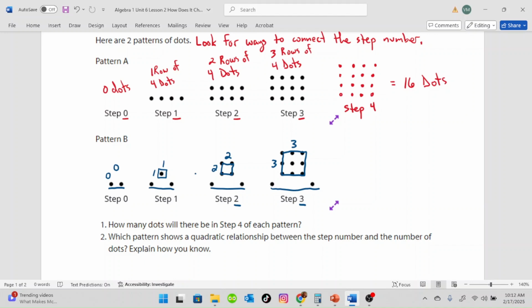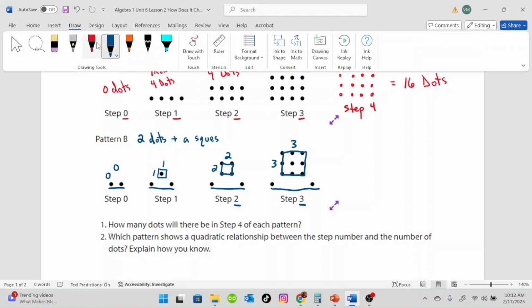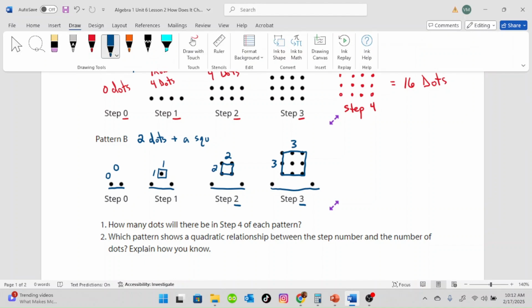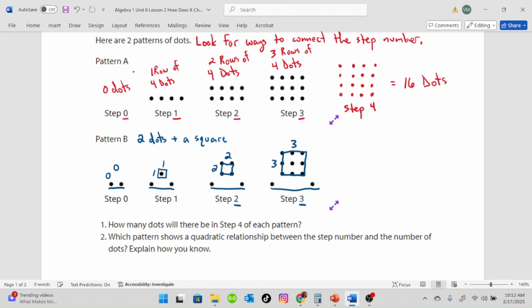So what I'm noticing is that the pattern for B is 2 dots plus a square that is step number dots by step number dots.